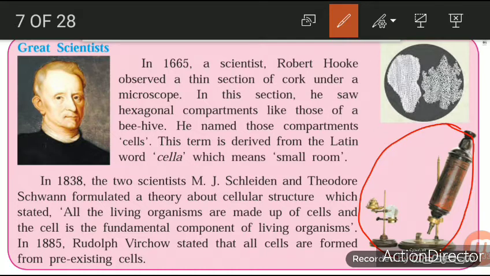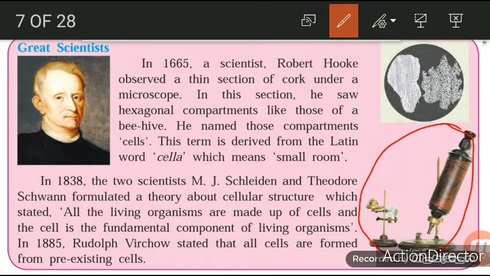Now in 1838, two scientists, M.J. Schleiden and Theodore Schwann, formulated a theory about cellular structure which stated that all living organisms are made up of cells, and the cell is the fundamental component of living organisms. Initially the word cell was given by Robert Hooke. He was studying a cork section and named it a cell. But afterward, Schleiden and Schwann formulated the theory that all living organisms are made up of cells, and the cell is the fundamental component of living organisms.